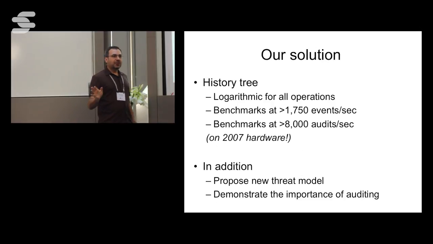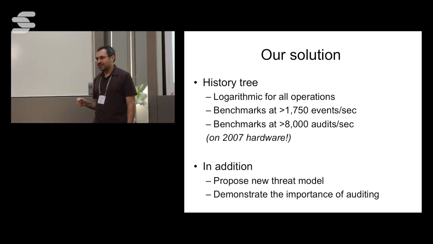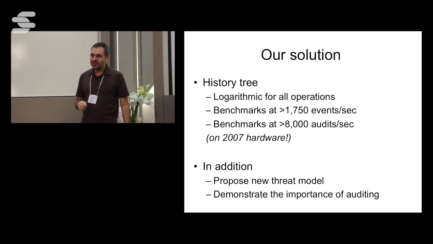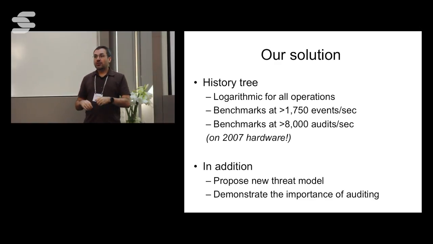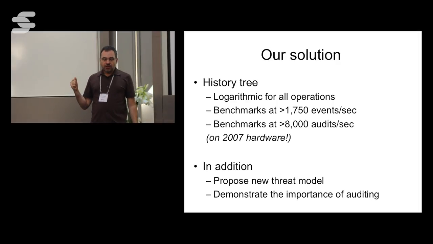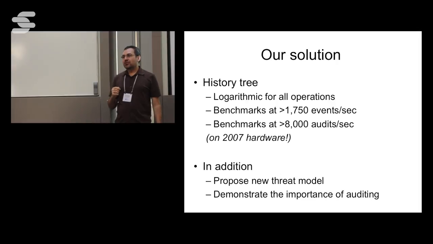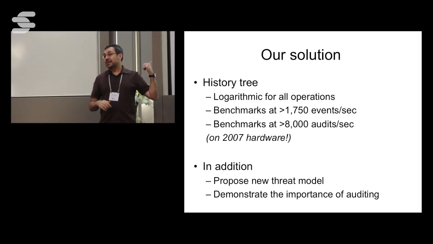So I'm about to be giving you lots of performance numbers. Keep in mind, this is on a Core 2 Duo Mac Mini in 2007. So modern computers are much, much, much faster than this. Nonetheless, we could still go really fast on this old, crappy computer. So we built a system that we're calling a history tree. Every operation you could care about, inserting, verifying, they're all logarithmic in the size of the tree, whereas these hash chains are linear, and that linear is bad. We could insert almost 2,000 events per second on a slow computer, and we could audit 8,000 events per second. Modern computers, you can probably add at least another zero onto this.